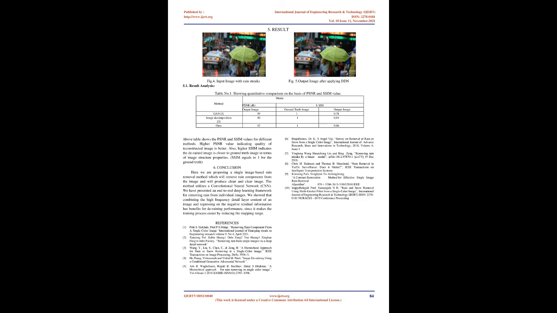6. Conclusion. Here we are proposing a single image-based rain removal method which will remove rain components from the image and will produce a clean and clear image. The method utilizes a convolutional neural network, CNN. We have presented an end-to-end deep learning framework for removing rain from individual images. We showed that combining the high-frequency detail layer content of an image and regressing on the negative residual information has benefits for deraining performance, since it makes the training process easier by reducing the mapping range.